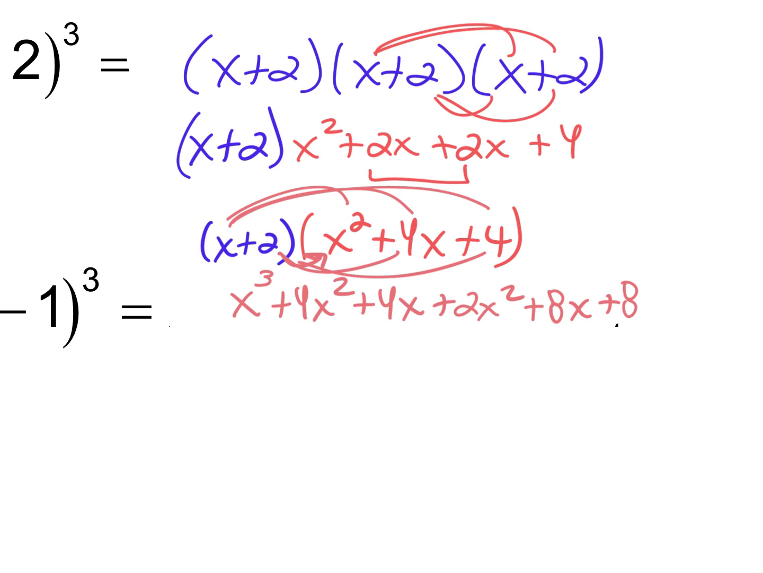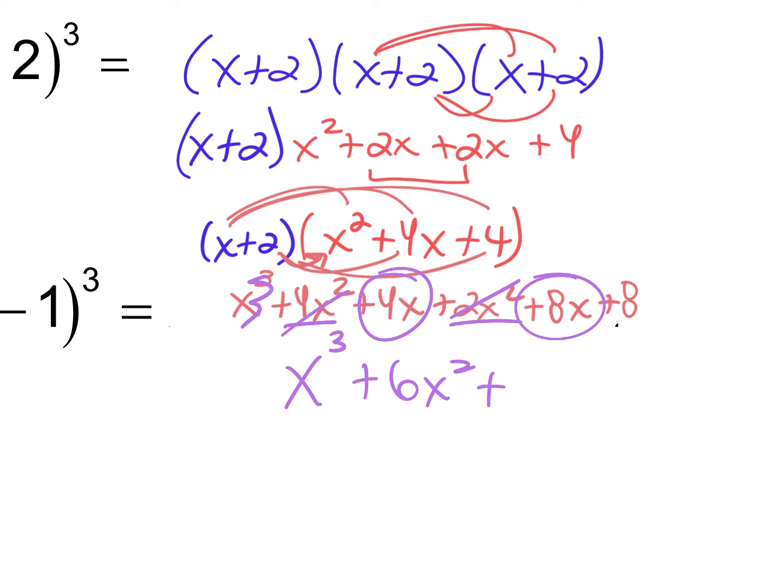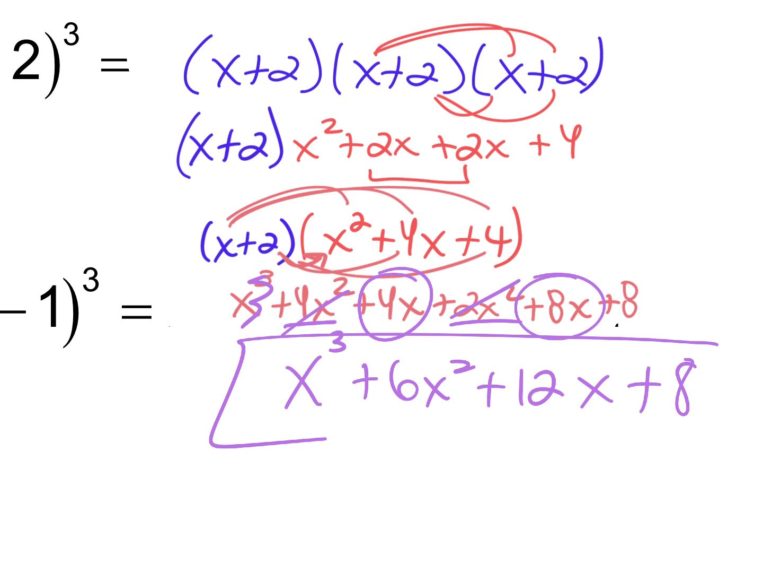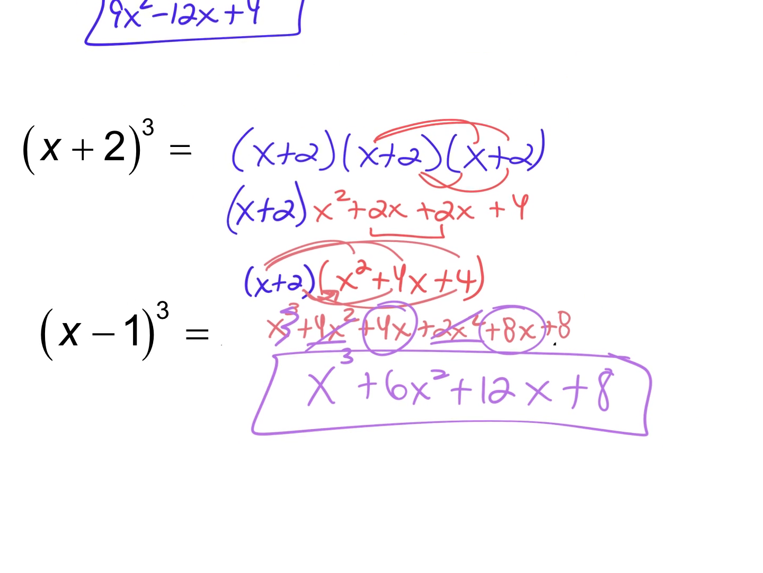Now just clean it up. It's the highest exponent you see. X cubed. So then I have 4x squared and 2x squared gives me 6x squared. Then I have 4x and 8x gives me 12x plus 8. And there you go.